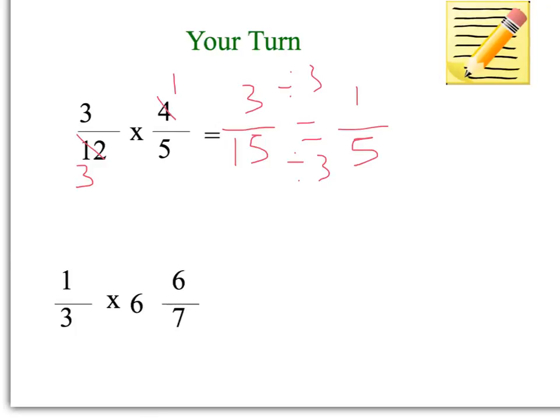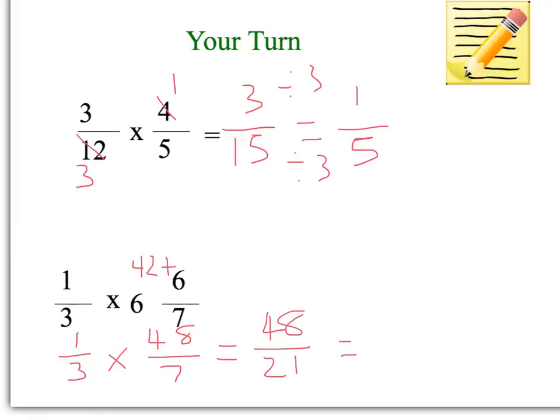Righty-ho, now this one, remember we need to change this to an improper fraction before we multiply this together. So it'll be 1/3 times, so 7 times 6 is 42 plus 6. So that would equal 48 over 7. And then we can multiply them together. So it's 48 over 21. And I know that 2 21s are 42. So that'll be 2 whole numbers.